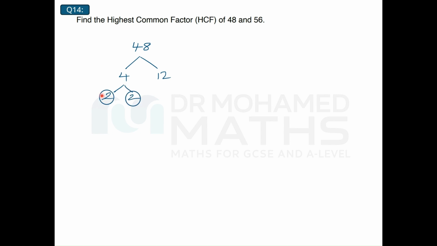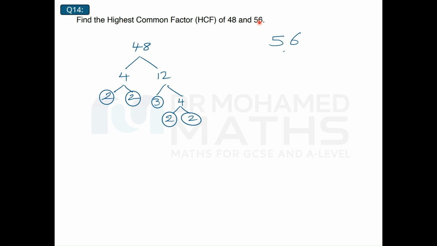And if I find a prime factor here, I make a circle so I don't confuse myself. If it's a prime factor, I make a circle. And let's look at 12. The easiest option here is 3 times 4. And again, 4 would be 2 times 2. In this case, 3 is a prime factor, 2 is a prime factor, 2 is a prime factor. So I can't break down these numbers anymore since I reached the prime factors. So this is 48.